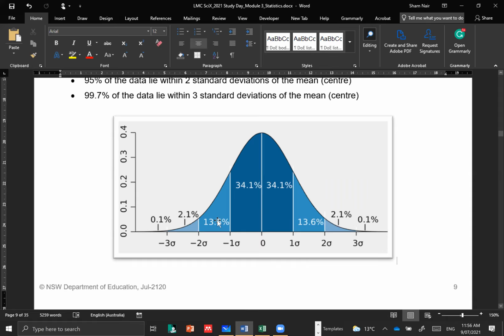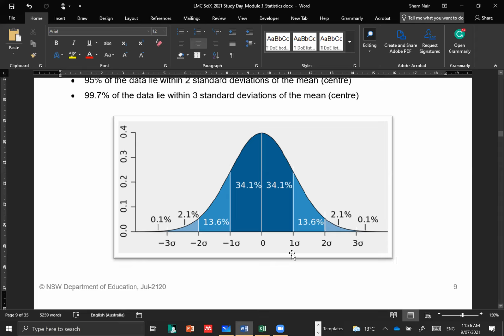And then 95%, so from here, 2 sigma to minus 2 sigma, this whole bit here, 95% lies within 2 standard deviations. And 99.7, remember, it never touches the asymptote, so 99.7% will lie within 3 standard deviations. This becomes important when we consider something called confidence interval later on. I'll come to that later on.